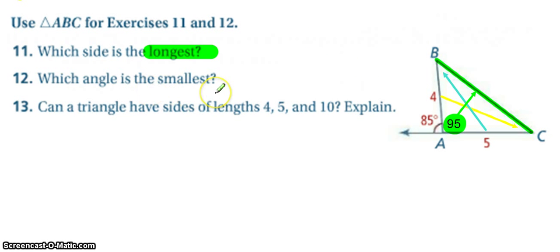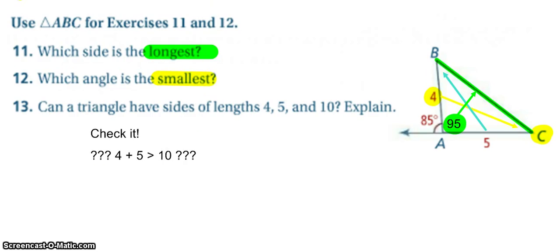Moving on to which angle is the smallest, we don't exactly know anything about angle B or angle C, but we do know something about the sides that correspond with them. So what I see is that my smallest side that I'm given is 4, and that would correspond with angle C, so angle C would in fact be my smallest.